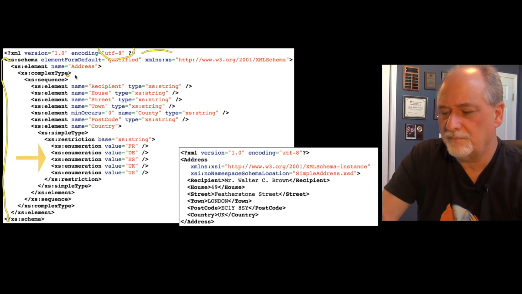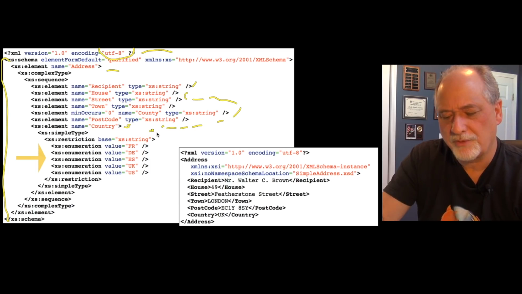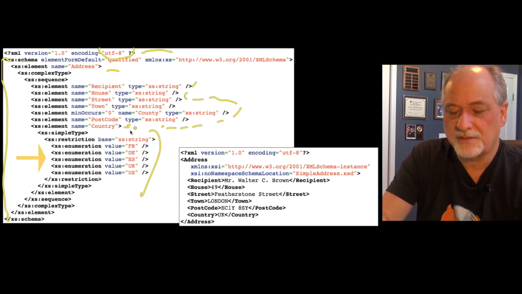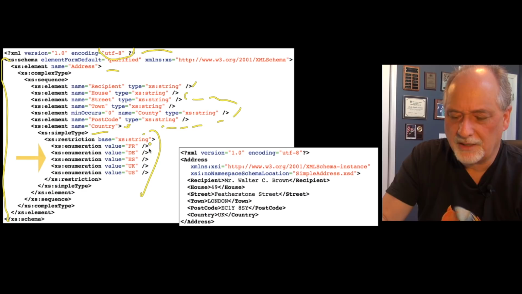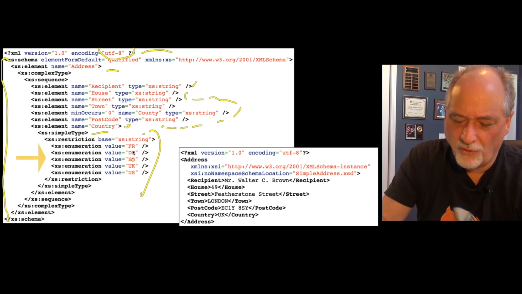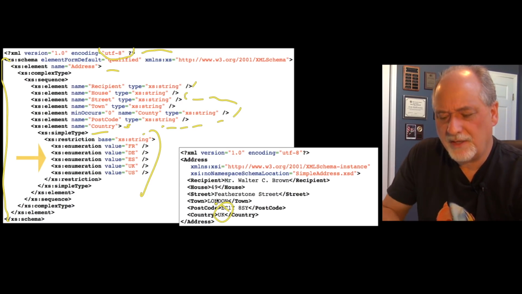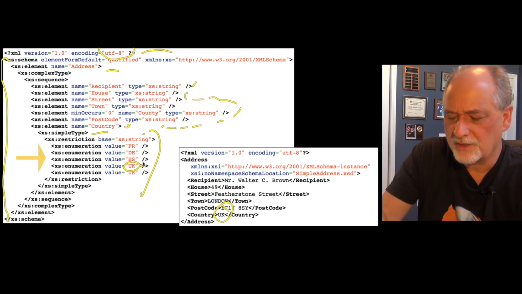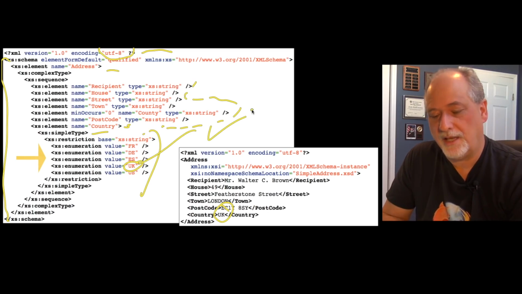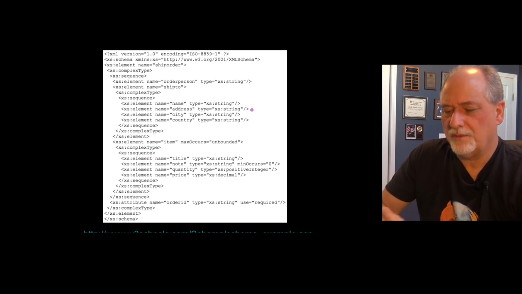And then what else we got? We got an address. We've got a string. We've seen all those. Here we have country, and we're going to have a restriction that basically says this is a simple string, but we're going to make it so that you have to list one of these 4 as the country code. And so here we are down here, and that's UK, and that's UK, and so that is valid XML.